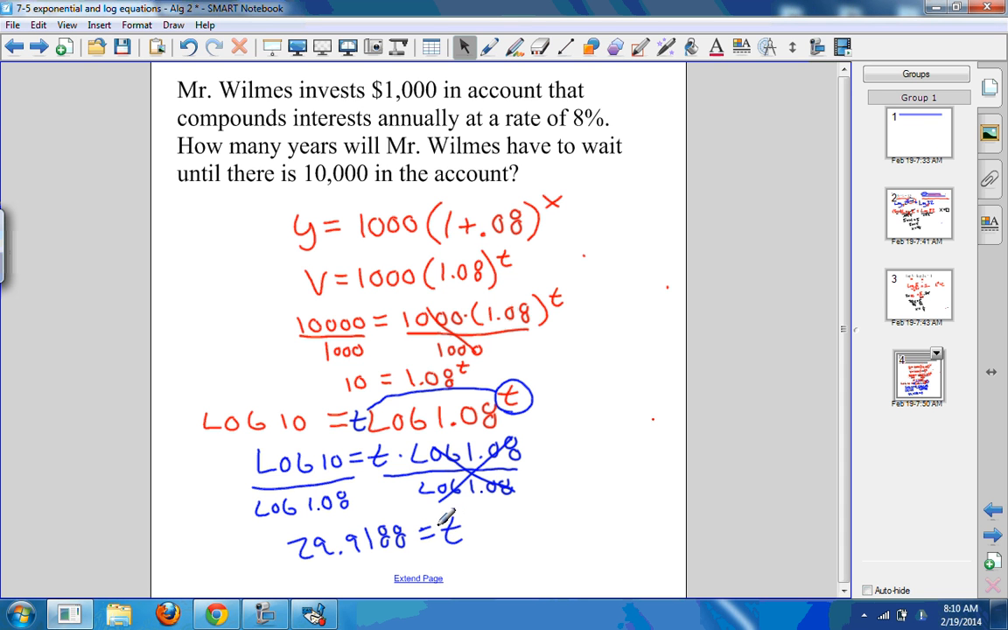And that's in years, right? So about 30 years. It'll take for that initial $1,000 investment to reach $10,000 sitting in an account untouched.